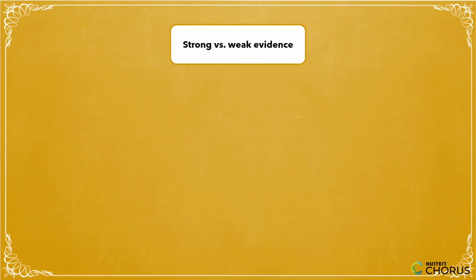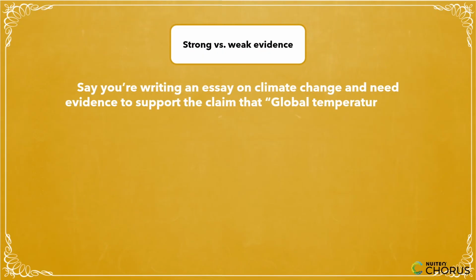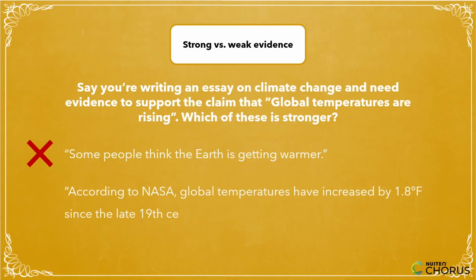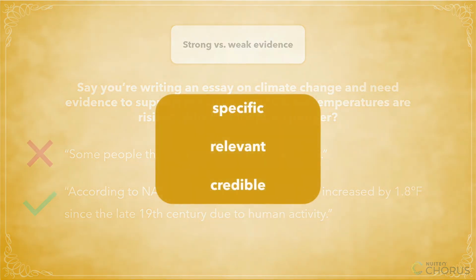Let's say you're writing an essay on climate change and need evidence to support the claim that global temperatures are rising. Which of these is stronger? Weak evidence: Some people think the Earth is getting warmer. This is too vague and not based on factual support. Strong evidence: According to NASA, global temperatures have increased by 1.8 degrees Fahrenheit since the late 19th century due to human activity. This is specific, data-driven, and from a reliable source. When choosing evidence, always ask, is it specific, relevant, and credible?